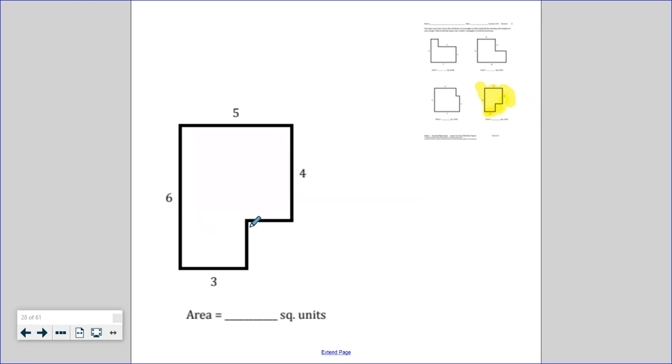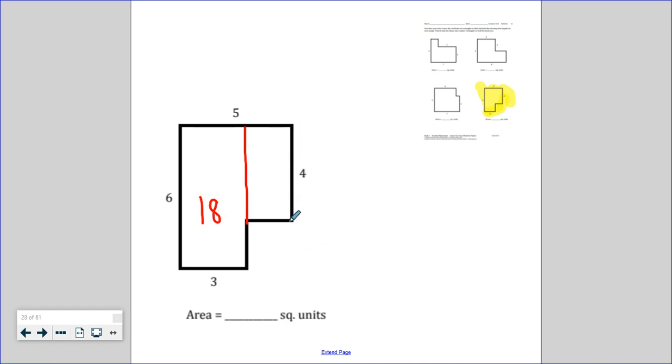I'm going to partition. I think I'm going to do it like this time. I keep cutting them across. So let's do something a little different. Okay, so let's start here with this rectangle here. I know this is a side of 6. I know this is a side of 3. I have all the information I need. So length times width is 18. 6 times 3 is 18.